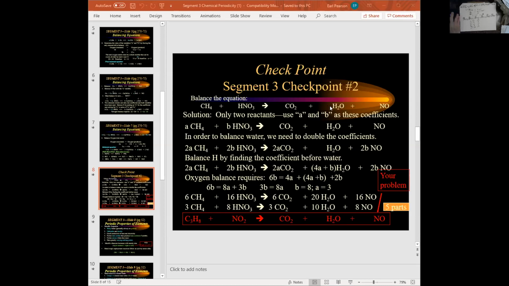Hydrogen's going to always be an even number. The only way I can guarantee that the hydrogens on the left will be an even number, whatever I put here, methane, 4 times that's going to be an even number. But if this is an odd number, the number of hydrogens on the left will be odd, and the number of hydrogens on the right is always even. So I'm going to double both of these coefficients before I start to balance.